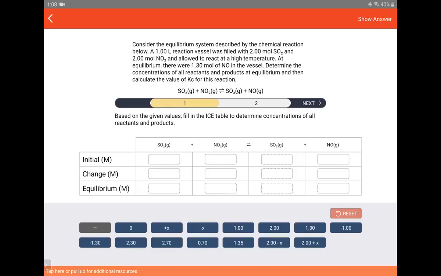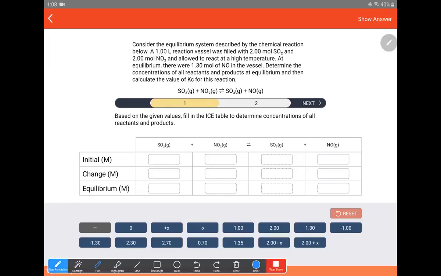So this one's a little more complex in that we have to fill out all the missing information. And so the process is a little bit more complex, but the solving for x is more straightforward. So first thing we have to do, we're given moles, not molarity. But if we look at it, we see it's a 1 liter solution or a 1 liter vessel. And so all these moles are actually equivalent to molarity because they're just divided by 1. So let's see what we're told here.